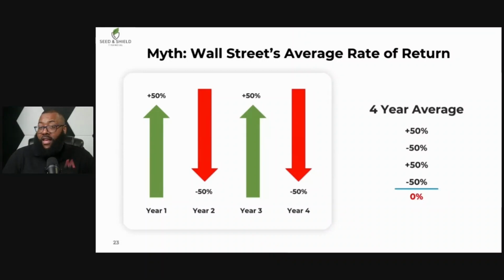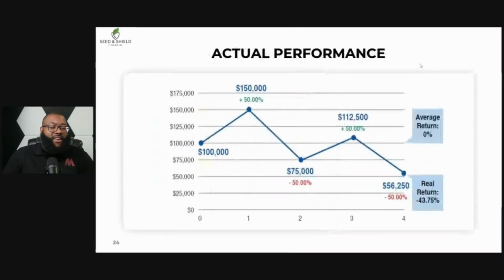And maybe you think that way. Maybe you do. But this is why I'm here to help you. You would be wrong. That is not how it works. So on this slide, whereas people think that the average rate of return in this example would be 0, your actual rate of return would be a negative 43.75%. And this is why.